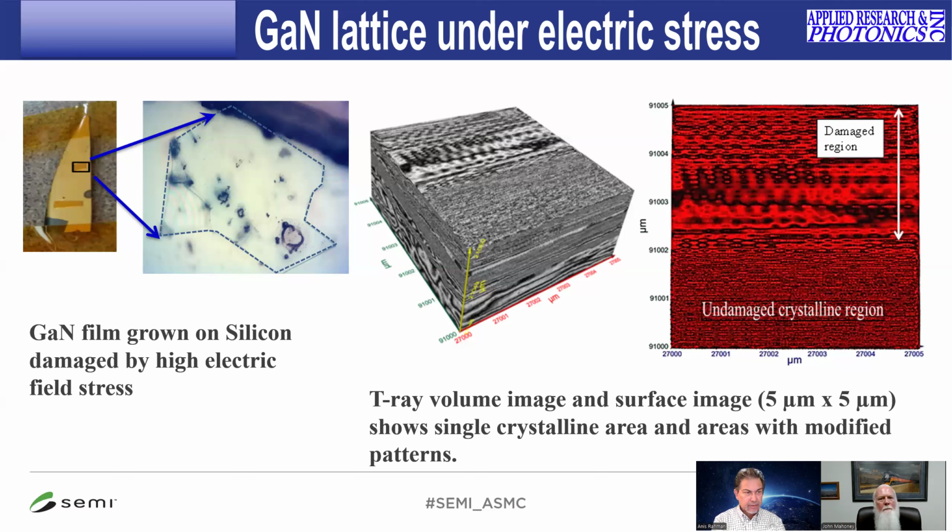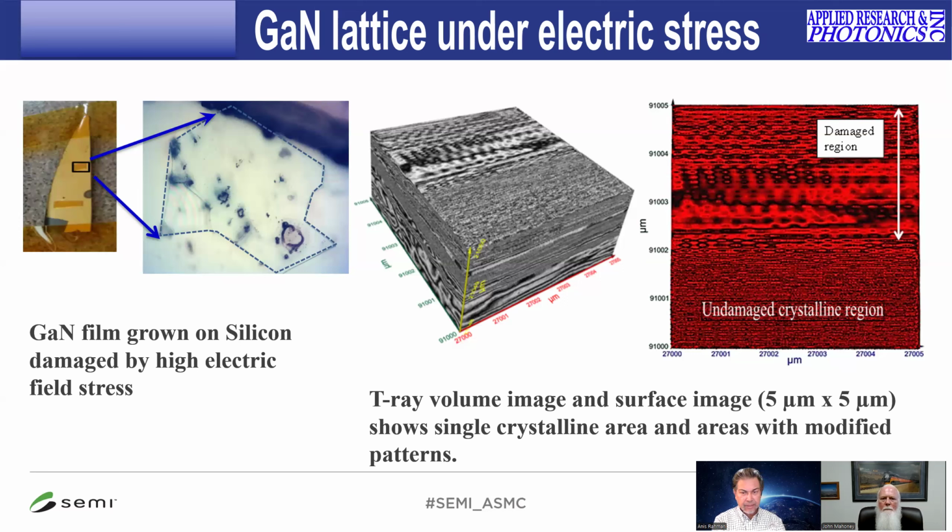This slide shows from left to right a gallium nitride film grown on a silicon wafer substrate. The second image on the left is an optical microscope image showing black spots on the GaN surface. And then the middle one is the volume image generated by T-ray, showing the lattice scale.